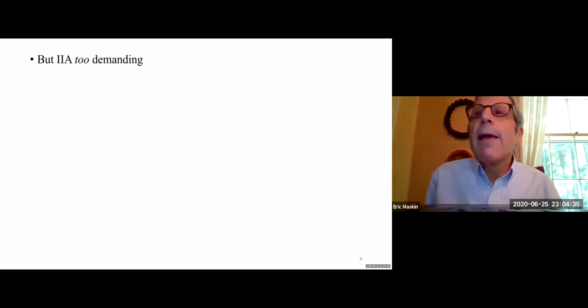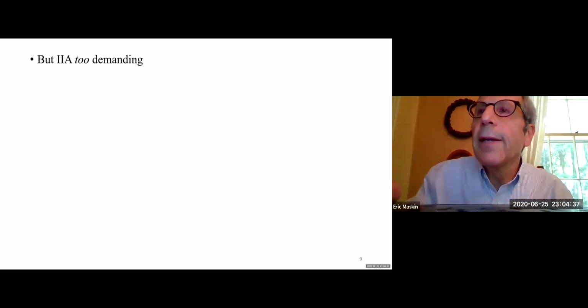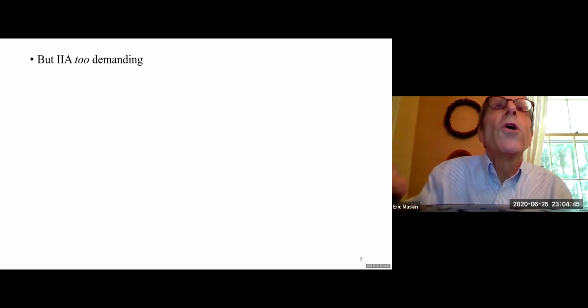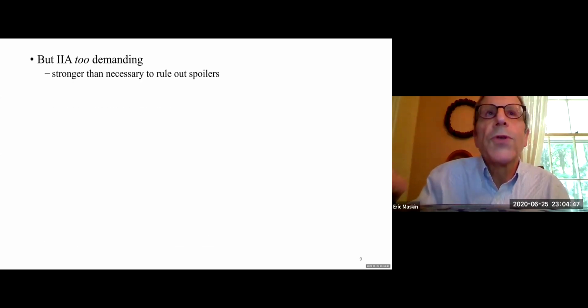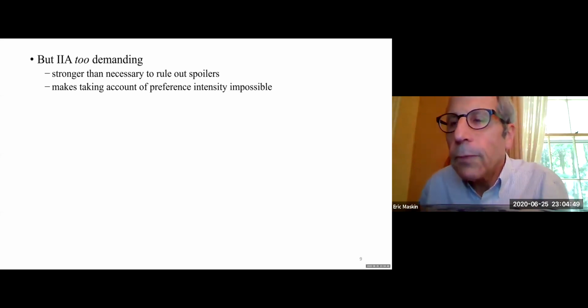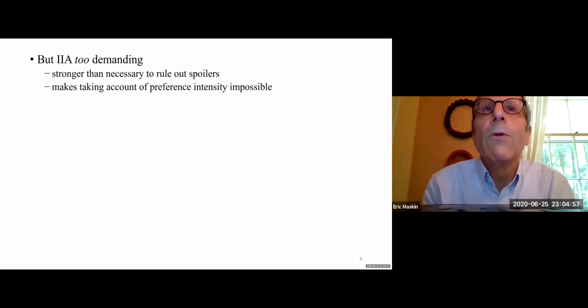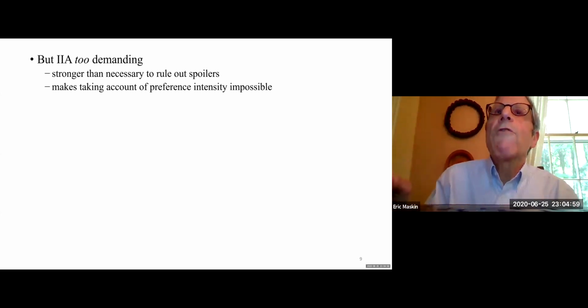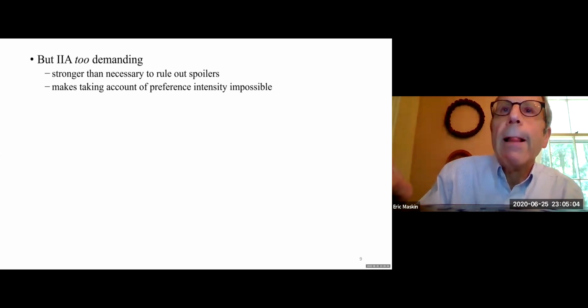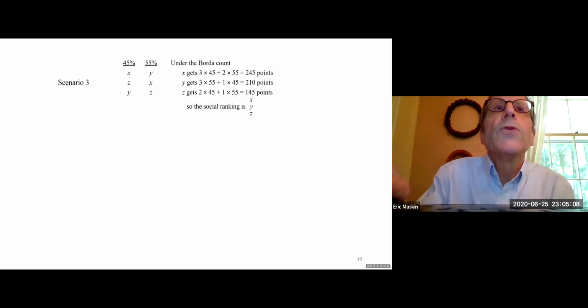But I would argue that IIA is too demanding. Yes, it does rule out spoilers, but it's stronger than necessary for that purpose. And furthermore, it's so strong that it rules out taking account of preference intensity. And to make that point, let's look at another pair of scenarios.